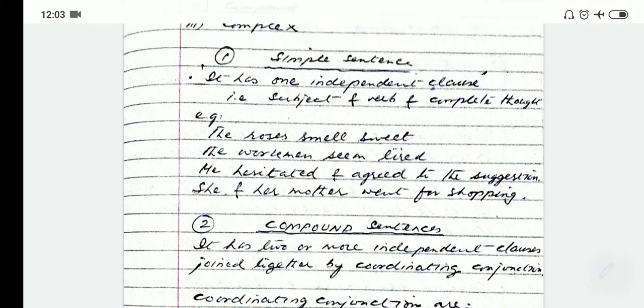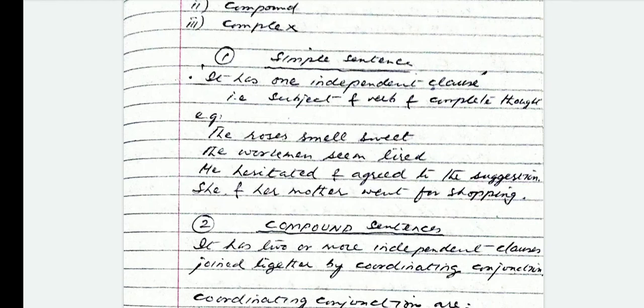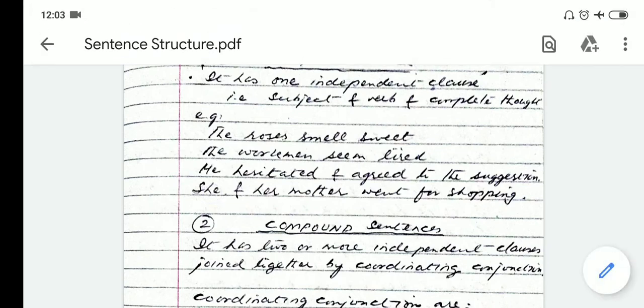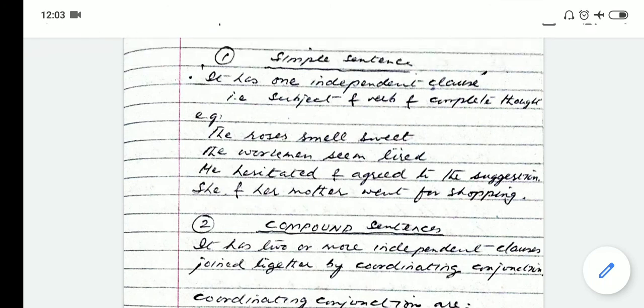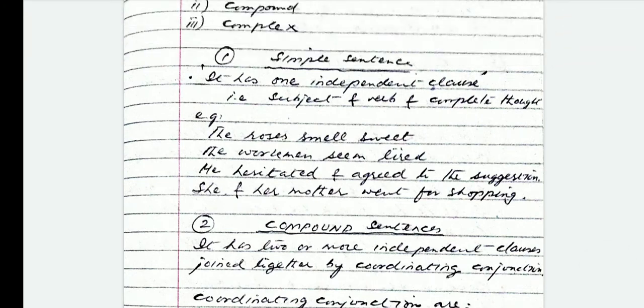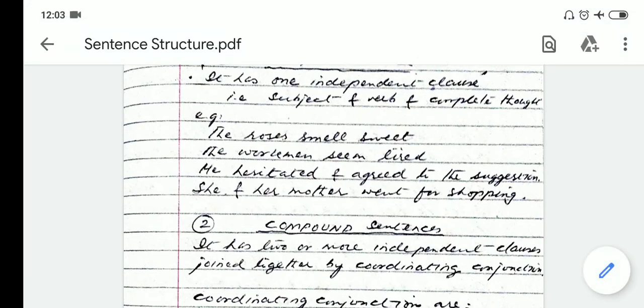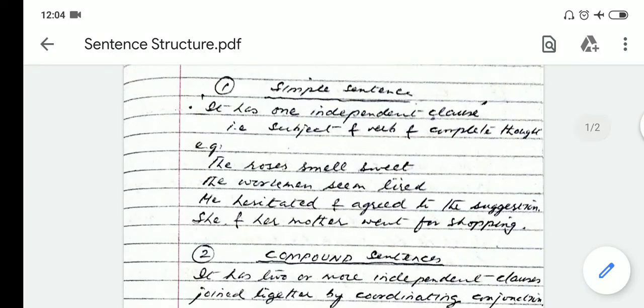Similarly, as a simple sentence can have more than one verb, it can have more than one subject as well. As you can see in this example, "she and her mother" are the two subjects, and "went" is the verb, for shopping. So a simple sentence can have one subject or more than one subject, one verb or more than one verb, but it must have a complete thought. These are simple sentences, which have one independent clause.